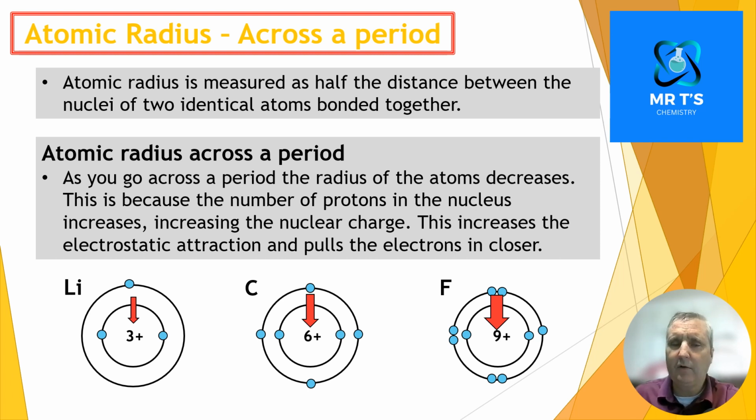So as we go across a period, the nuclear charge increases, the strength of the electrostatic attraction increases, and the valence electrons are pulled in closer to the nucleus. Hence, we have a reduction in the atomic radius as we go across the period.